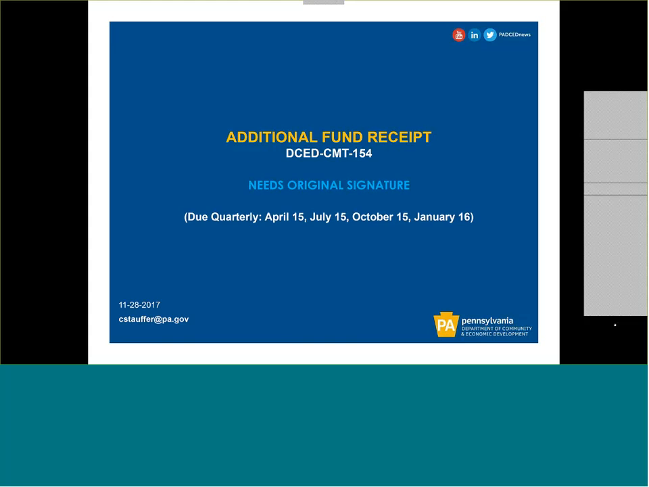Okay, the additional fund receipt is Form DCED CMT 154. It's due quarterly on April 15th, July 15th, October 15th, and January 16th, 2018. As MJ said, you need to email a copy to the box that's listed on the reporting schedule, and an original needs to be sent in to my attention.